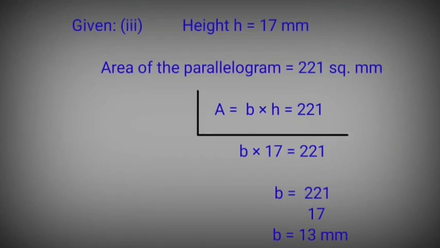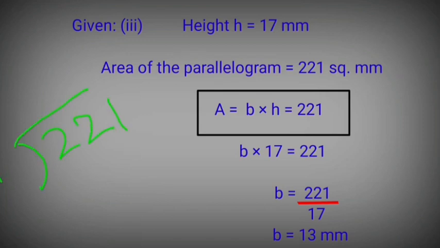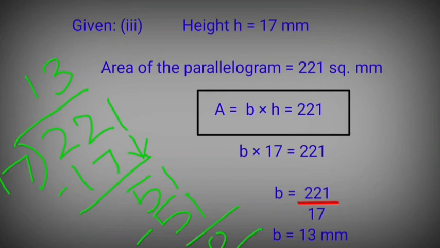In subdivision 3, height h is given and the area of the parallelogram is also given. We need to find the base of the parallelogram by using the formula A is equal to b into h. We can find the value of b easily by dividing 221 by 17. Dividing 221 by 17 table, we get 13. Therefore, the base of the parallelogram is equal to 13 millimeter.